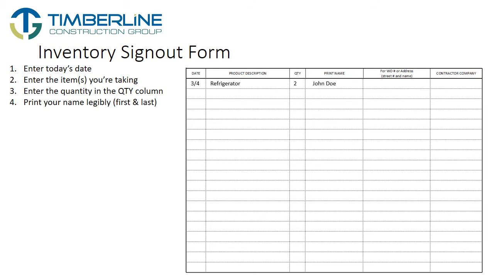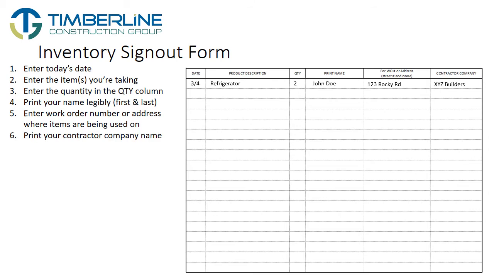Next, print your name legibly under the print name column, first and last. And if you have a work order number, please supply the work order number or the address where the items are going to be used. This will help us track whenever there's change orders and help us manage inventory demands. And lastly, in the contractor column, put down the name of your company that you represent that is assigned the work from Timberline.